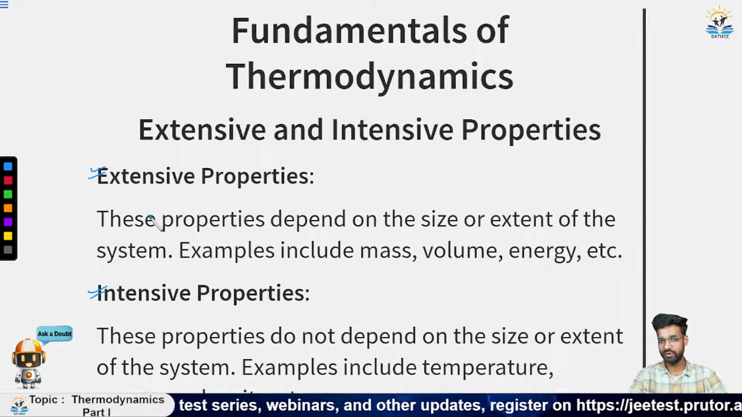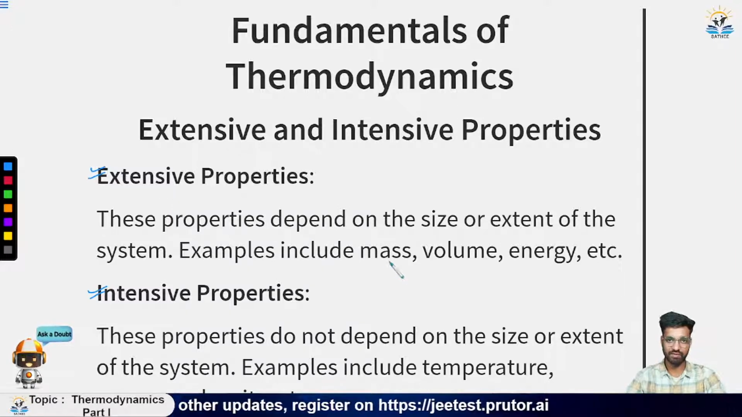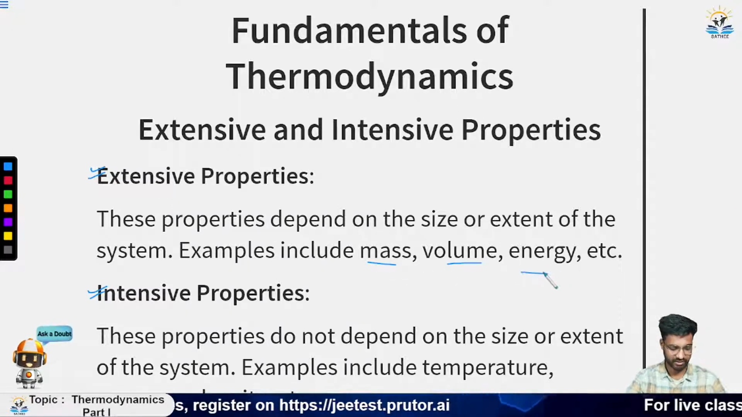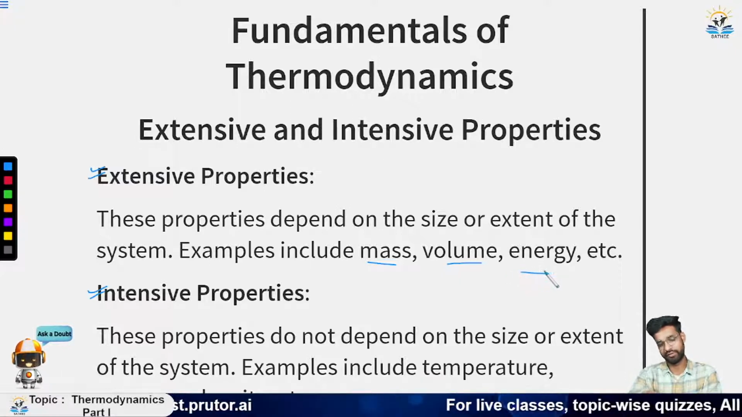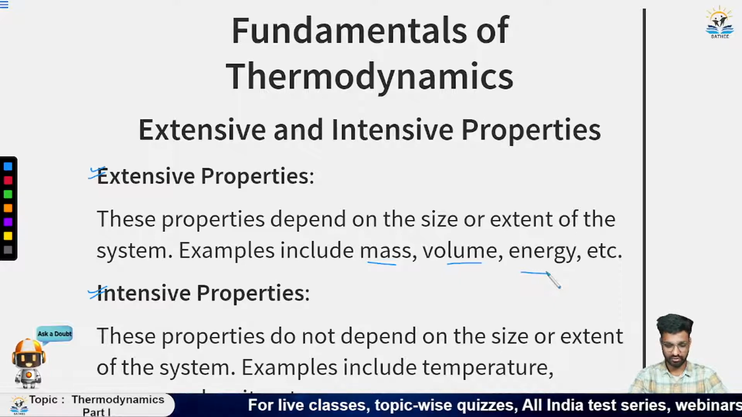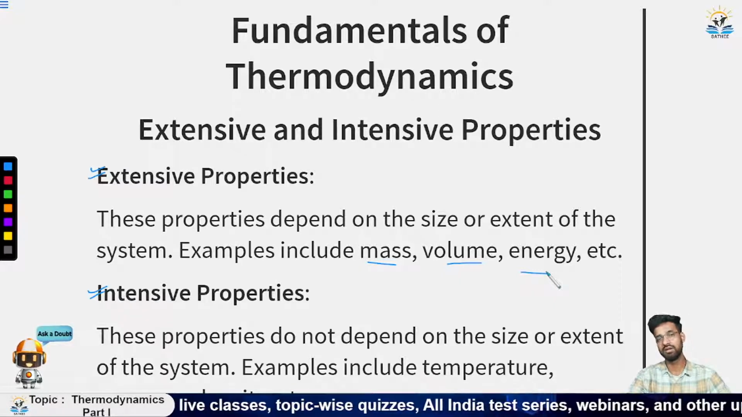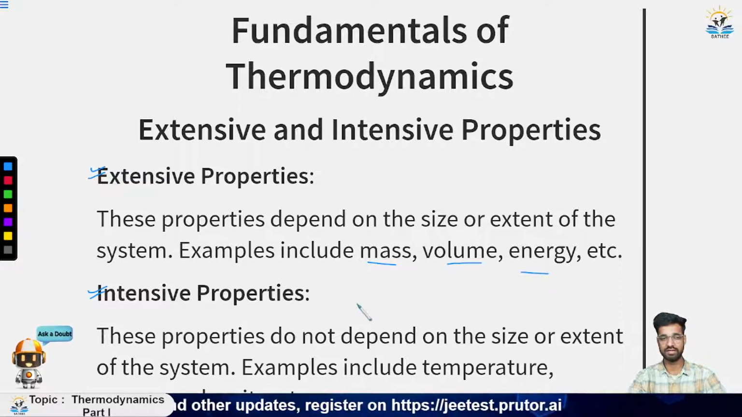We can see many examples here. Extensive properties are like mass, then volume, then energy. Yes, energy is also extensive, because we know from the formula as well. If you look at it from a different perspective, E equals mc squared, Einstein's formula. It is easily seen that energy is interconvertible to mass also. So if mass is an extensive property, then so is energy.